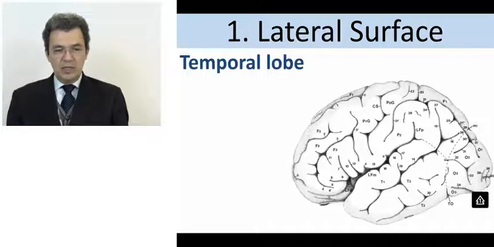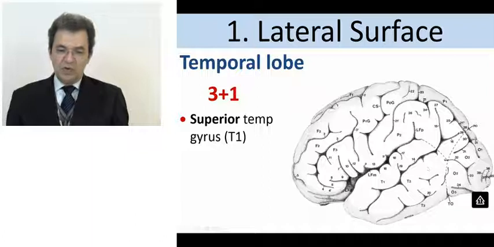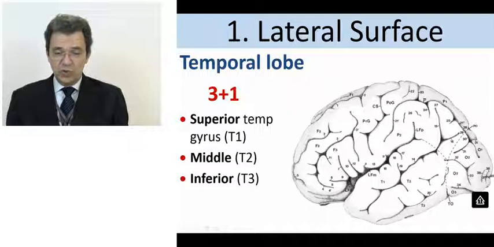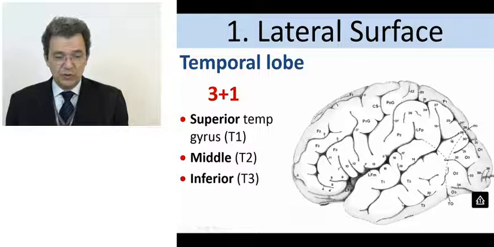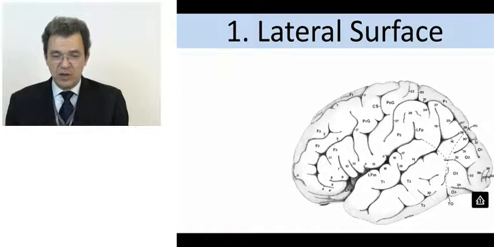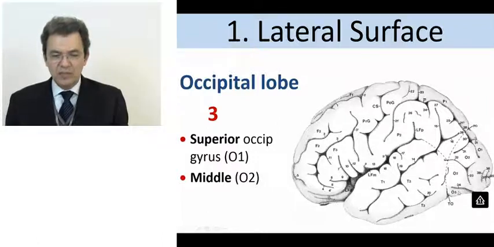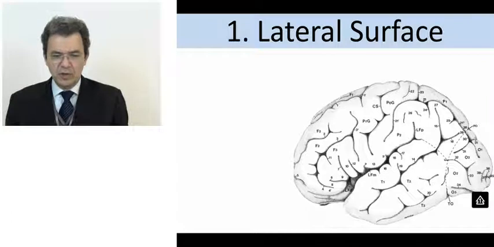You move then to the temporal lobe, the same applies, 3 + 1, and a similar nomenclature prevails. So you have the superior temporal gyrus, the middle temporal gyrus, and the inferior temporal gyrus, and you have 2 sulci, the superior temporal sulcus and the inferior temporal sulcus. And then you have your transverse gyrus, which is Heschl's gyrus, which is located here. So frontal and temporal is 3 + 1 on the convexity. The occipital is only 3, with a similar scheme: superior occipital, middle occipital, quite large, and inferior occipital gyrus. No transverse in this case.